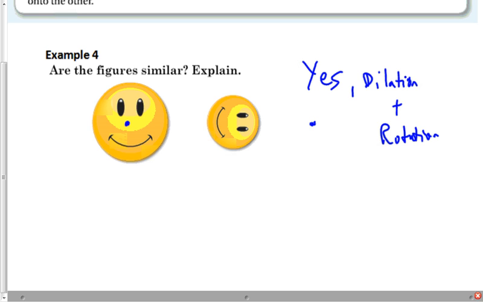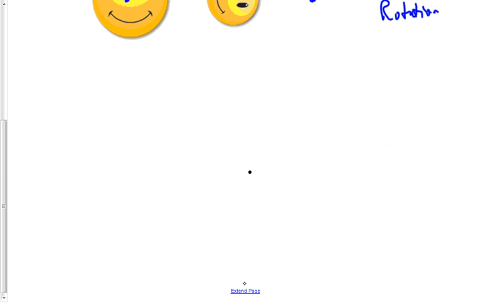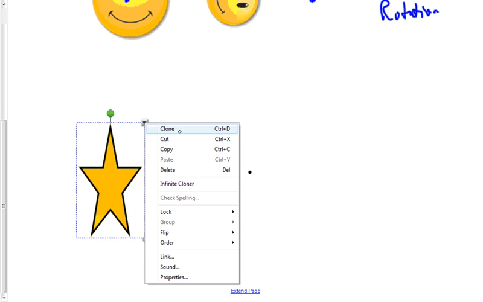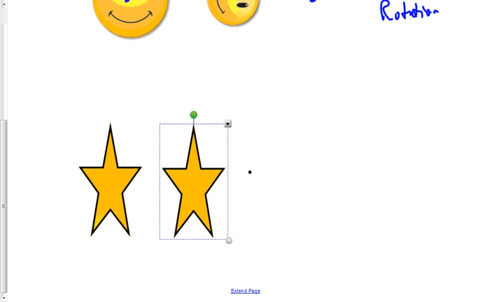And I have one other picture. It must not have shown up on here. But let's just say here's our second example, and I want to know if these figures are similar or not. So here we're going to do a star, and we're going to transform that to this star. And the question that I have for you, are they similar?